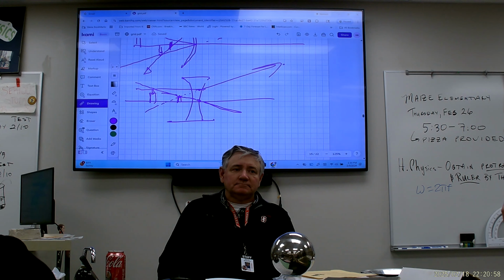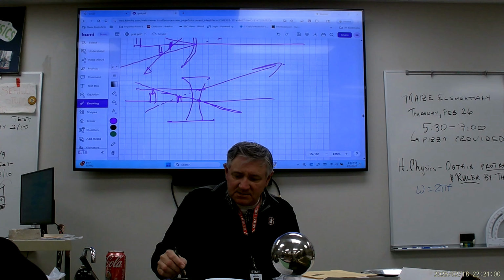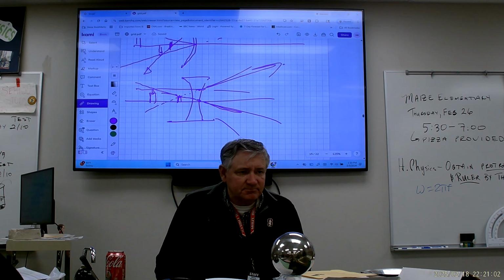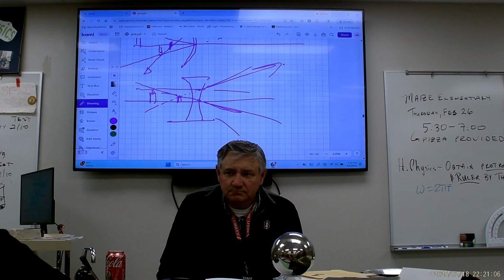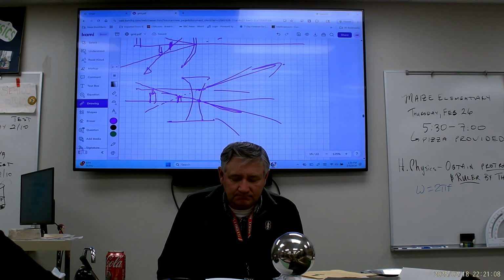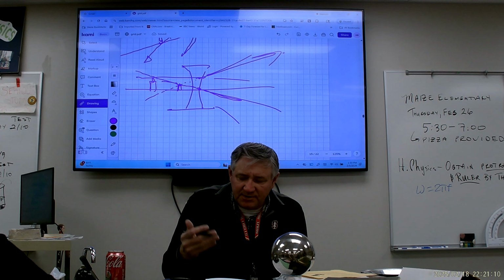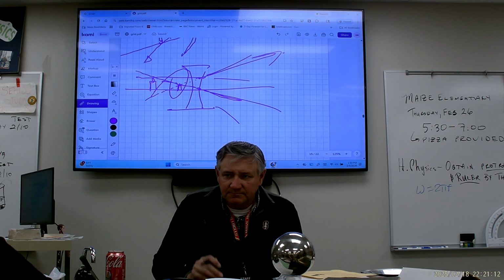Can you get a real image of it? No. Because that light is being diverged out. But if you put a paper on the other side, you wouldn't have the virtual image. No. So if you put your hand over there, nothing would happen.